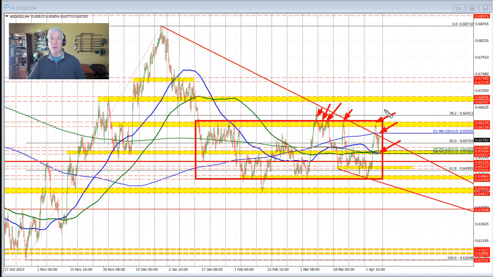Buyers will be more in control, and it's up to them to push the price higher, get above these other swing high levels, and get up to this swing area up through here at the 0.6676 to 0.6689 level. That's my look at the Aussie versus US dollar.